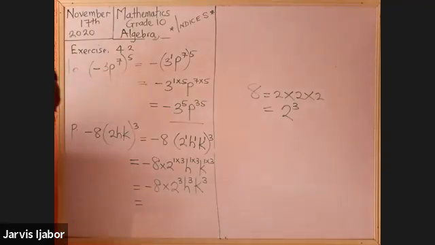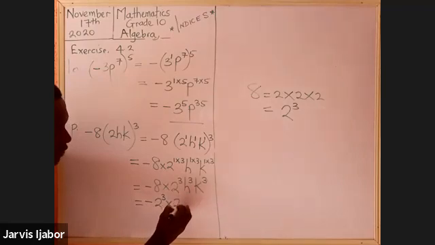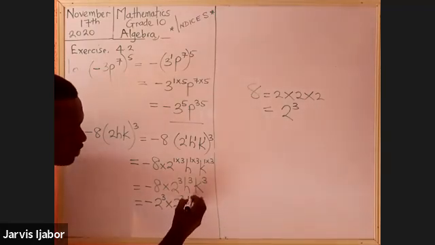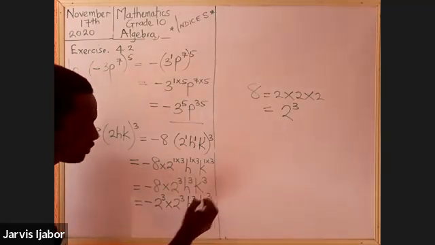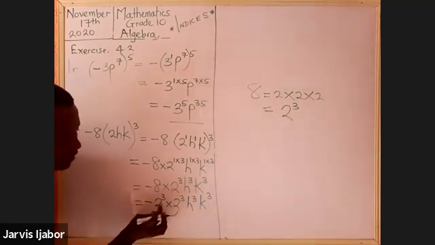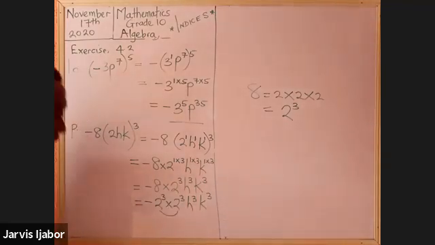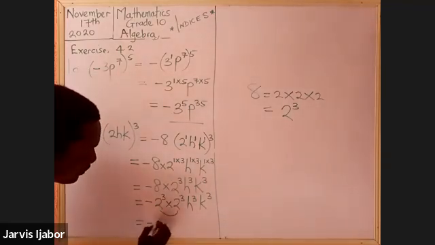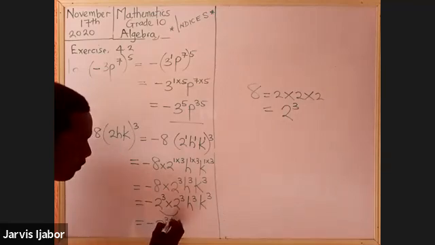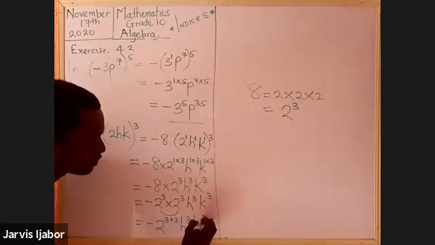Most students won't see that. And that will be negative 2 raised to the power of 3 times 2 raised to the power of 3, h raised to the power of 3, k raised to the power of 3. Now, look at this from your first law. If you multiply bases that are the same, what are you doing to their indices? You are adding them. So this will be negative 2 raised to the power of 3 plus 3, h raised to the power of 3, k raised to the power of 3.